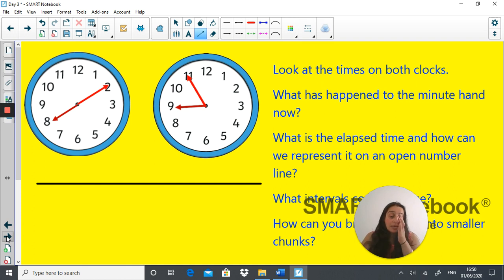And here we go again. So let's look at these two examples, two clocks. Look at the start time, look at the end time. How do you represent this on a number line using 15-minute intervals? Pause the video and have a go.